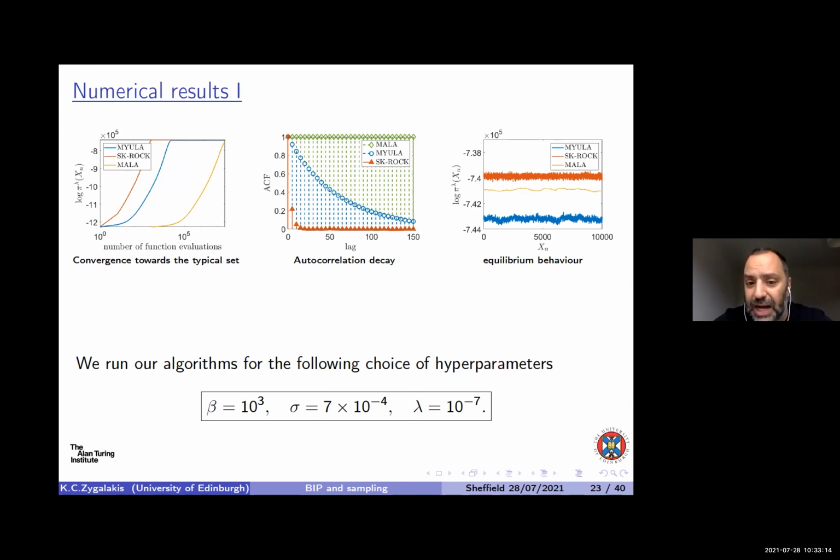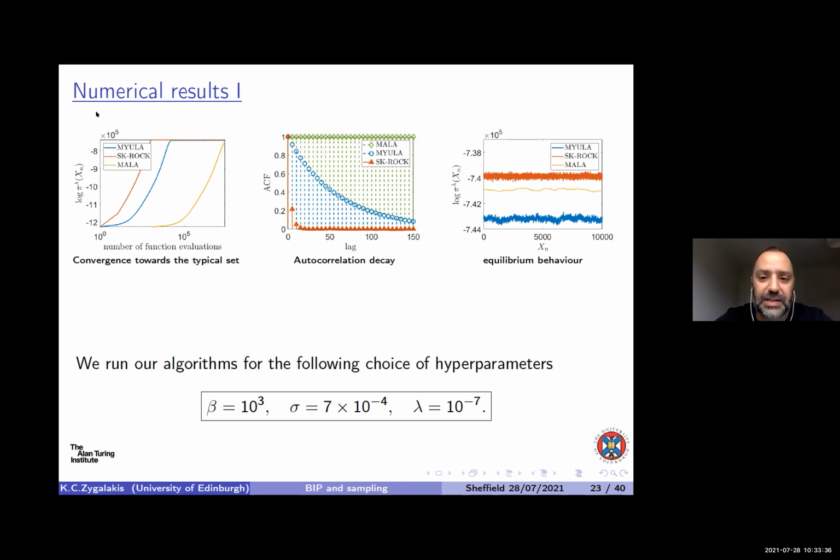A way to measure that is to look at the autocorrelation decay. And as you can see, very quickly, the SK-ROC gives you samples that are uncorrelated with each other, okay? So in some sense, it kind of ticks the second desired feature that I ask for a method.